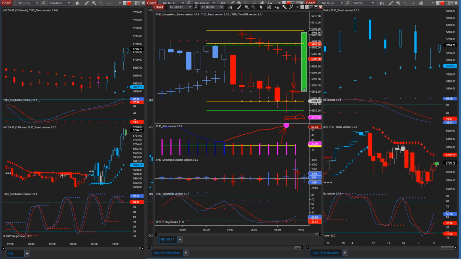Now, it could have been traded using a binary option. Out of the money would have been ideal on this. It also could have been traded using futures.